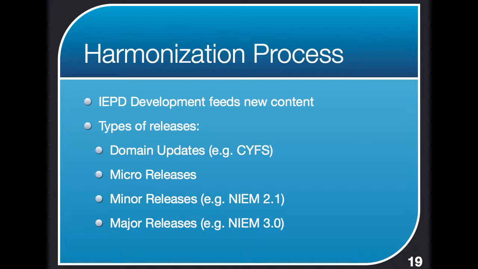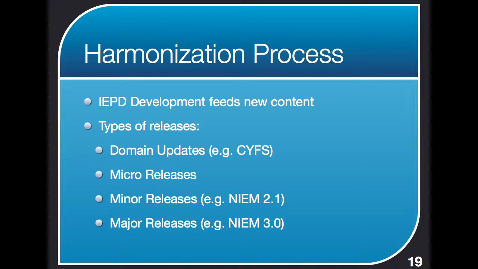The harmonization process itself is fed by IEPD development. In other words, what I mean there is that people develop IEPDs. In doing so, they find things that are missing in the NIEM, and that suggests new content. That, along with comparing each domain to each other for overlap, results in a newer, bigger, more organized model. We have a number of different types of releases that can result from all of this hullabaloo, if you will.